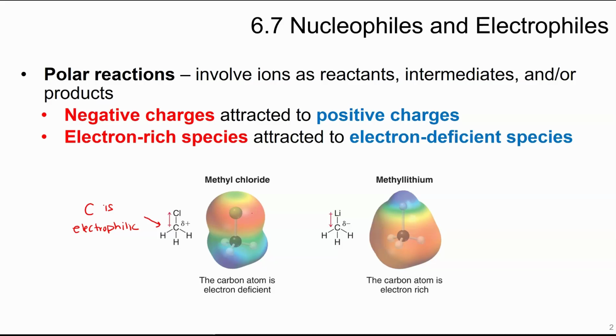Methyllithium has a carbon, but lithium is the one that's attached to it, and that's a positive ion, and the carbon then is partially negative. So we can see if we flopped the electron density around here. So this is the positive part of the molecule, and carbon is now rich. So this carbon is nucleophilic. So carbon can wear two hats. It can be negative or it can be positive.